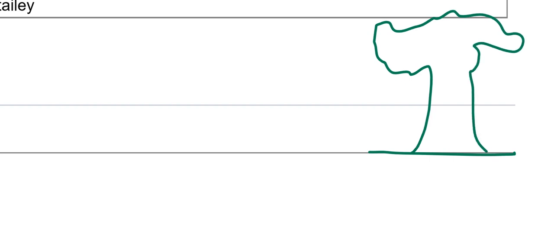It is a tree. What? I said it's a tree. That doesn't look like a tree. And this looks like a dehydrated... Well, okay. All right.